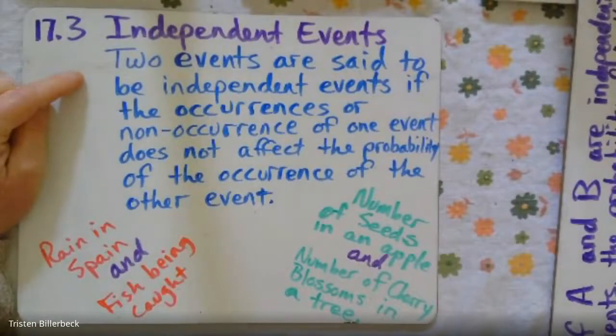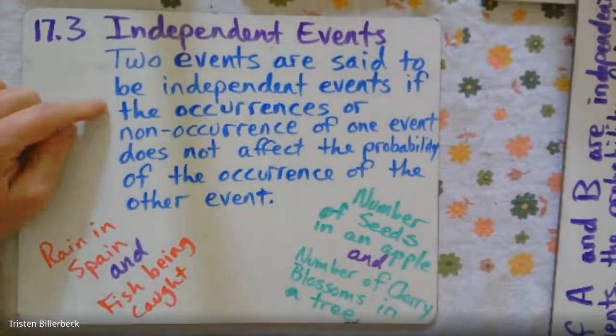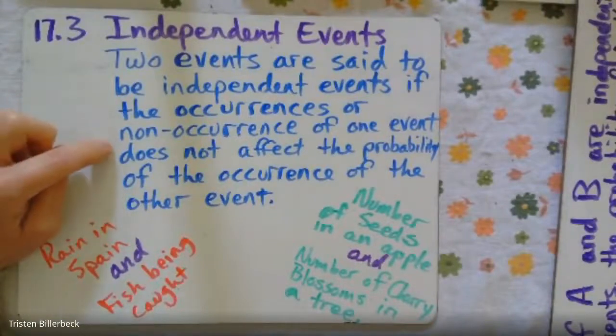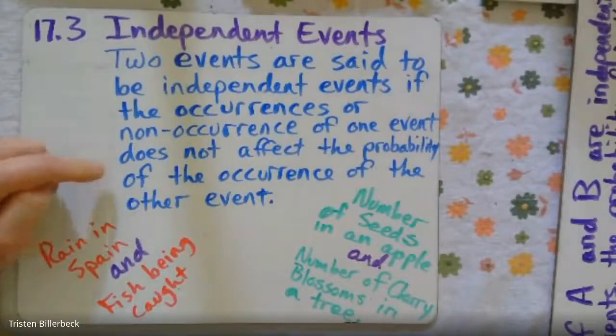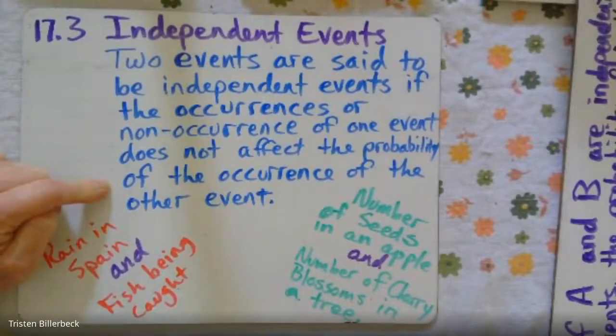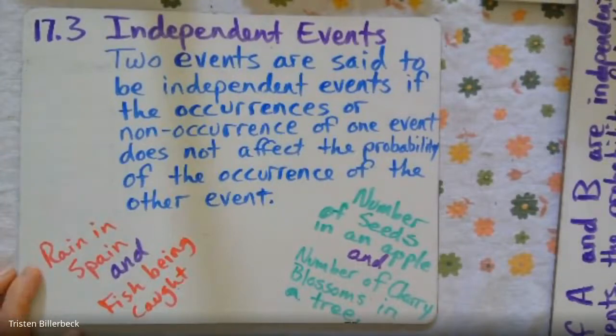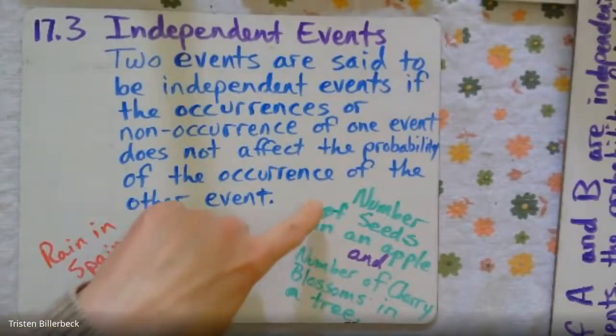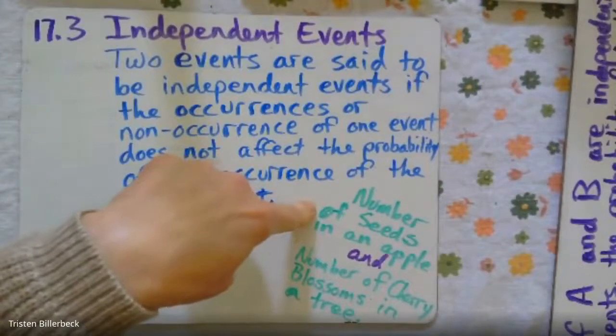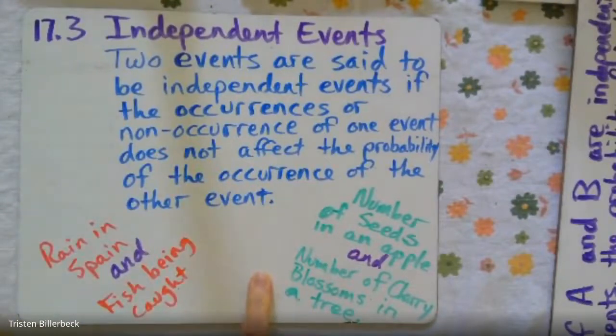Two events are said to be independent events if the occurrence or non-occurrence of one event does not affect the probability of the occurrence of the other event. For instance, rain in Spain has no effect on fish being caught. Also, the number of seeds in an apple has no effect on the number of cherry blossoms on a tree. So these would be independent events. They have no effect on the other event.